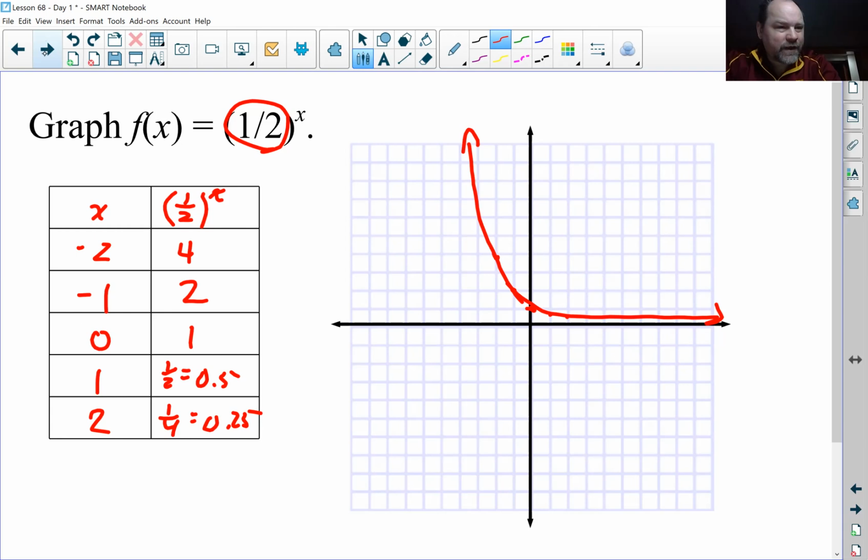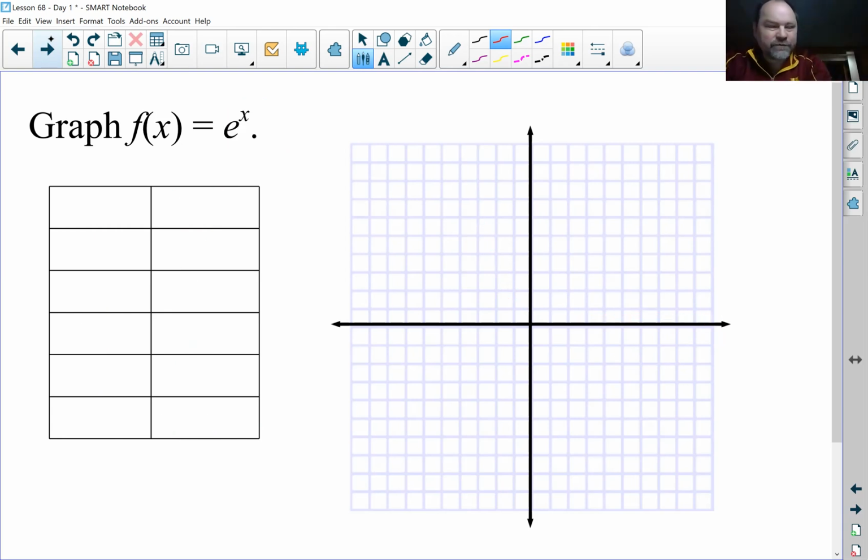One other that I want to look at is this function with the base e. And e is a fantastic base. It's used a lot in calculus. But in my mind, it's used when things are changing continuously. So for this one, I am going to use my calculator because e is an irrational number similar to pi. So finding e to different powers is a little more difficult.